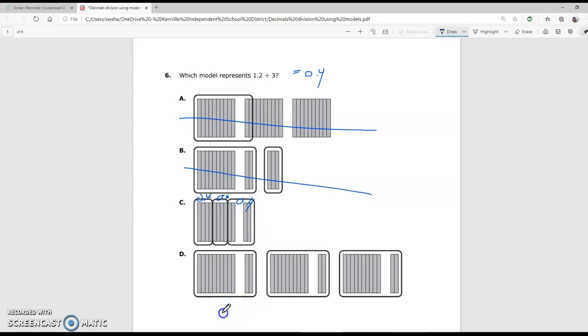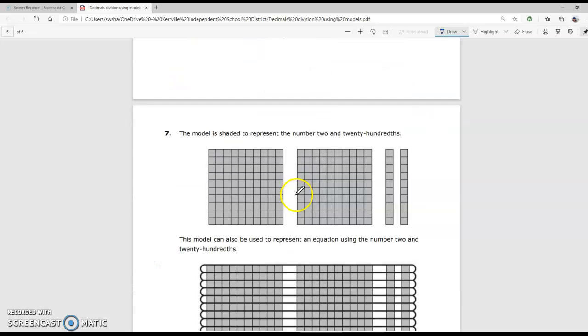This one is 1.2, or 1 and 2 tenths. So this is 1 and 2 tenths times 3, not divided by 3. So your answer is C, right? Because this one is a multiplication.